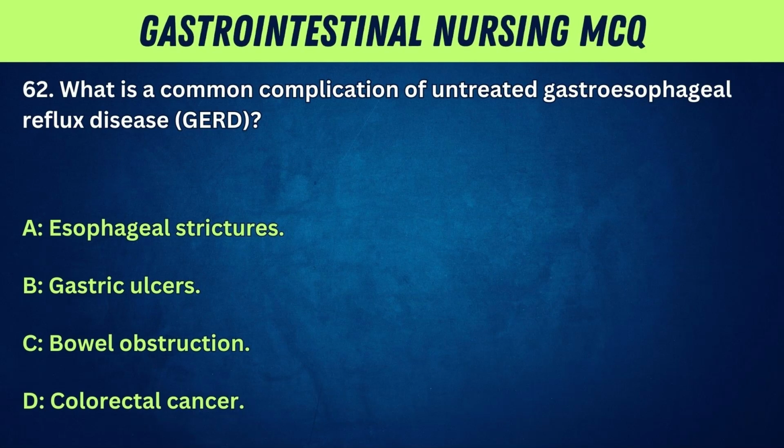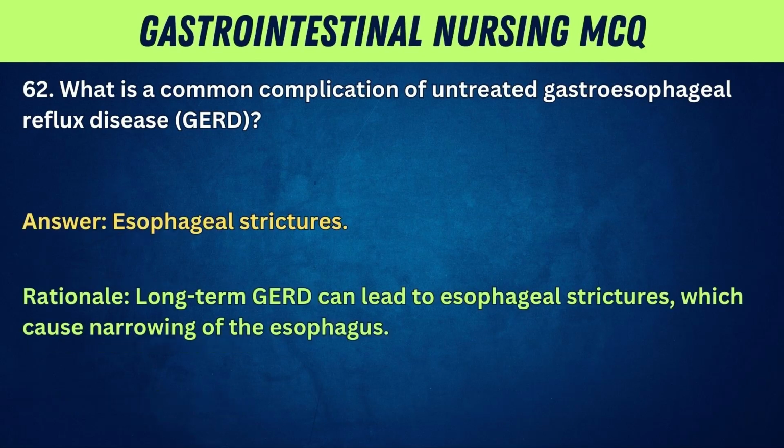62. What is a common complication of untreated gastroesophageal reflux disease, GERD? A. Esophageal strictures. B. Gastric ulcers. C. Bowel obstruction. D. Colorectal cancer. Answer: esophageal strictures. Rationale: long-term GERD can lead to esophageal strictures, which cause narrowing of the esophagus.